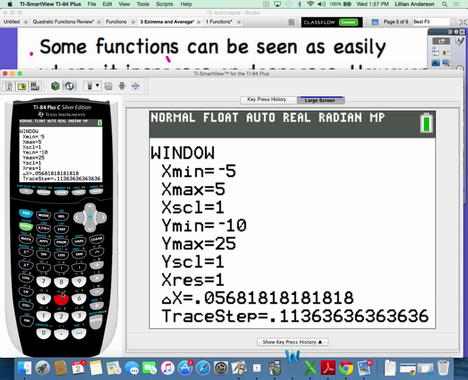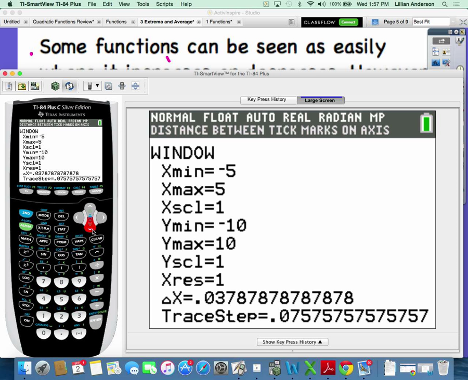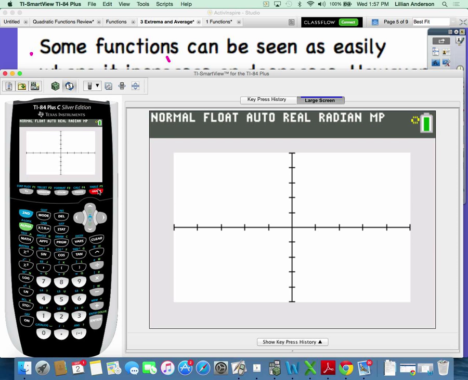XSCL stands for the scale of my x-axis. Did it go by ones? Yes. So click enter. My y min. Negative 10, okay. So if yours is not negative 10, change it. What about my y max? 10. My y scale though goes by what? 2. So you make the changes, and now you click graph. Graph is the button at the end, and you should have the very same picture that is in your notes.